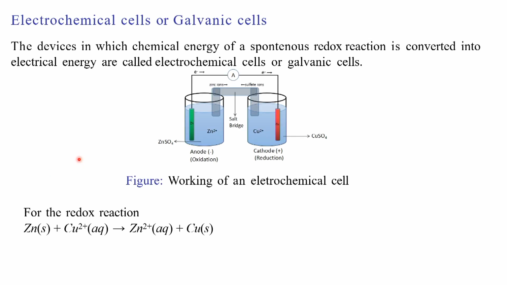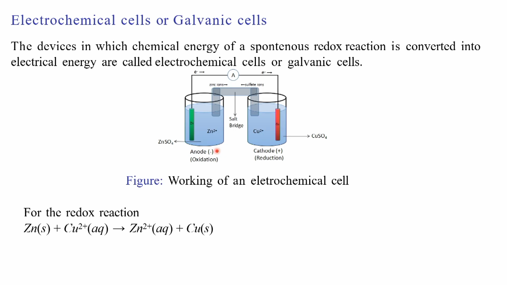Next we discuss electrochemical cells or galvanic cells. The device in which the chemical energy of a spontaneous redox reaction is converted into electrical energy is called an electrochemical cell or galvanic cell. In a galvanic cell you have an anode and a cathode. In the anode, oxidation takes place. So anode means oxidation is taking place here.